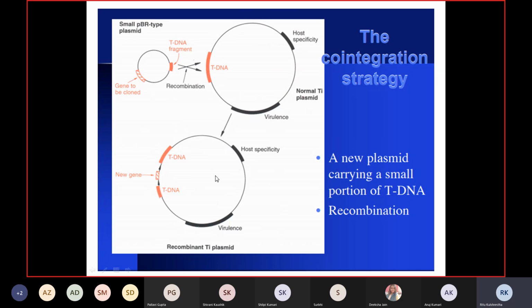So the problem I was facing with manipulation of this big plasmid has been solved by this co-integration strategy, and I could transfer my gene of interest into this TI vector. This TI vector I will introduce into the agrobacterium. Once inside the agrobacterium, I will incubate my agrobacterium with the plants, and then it will be able to transfer the tDNA into the plant cell.